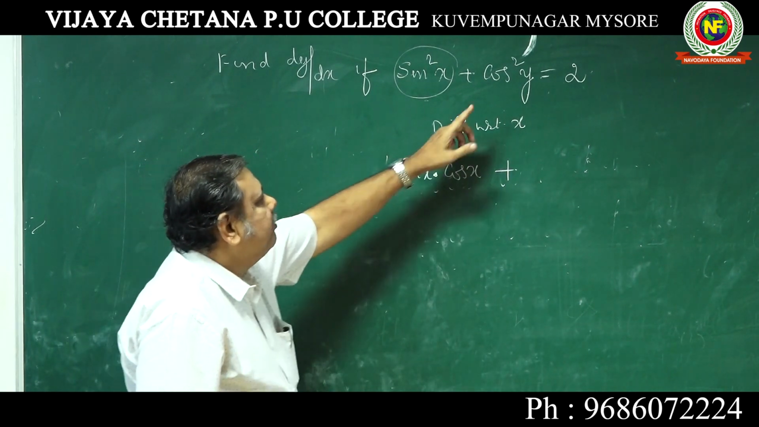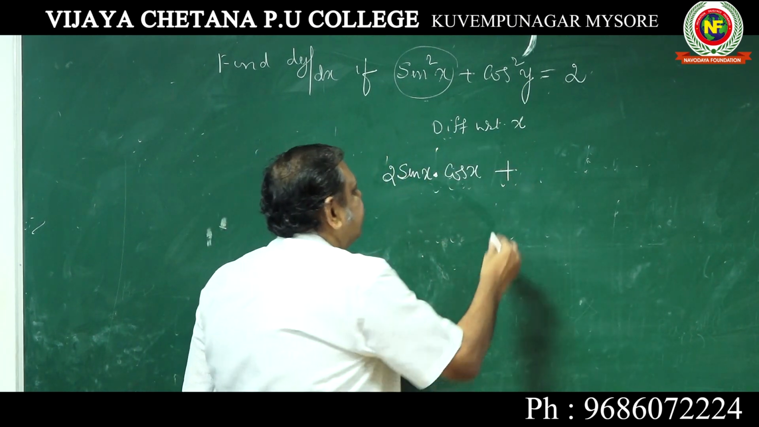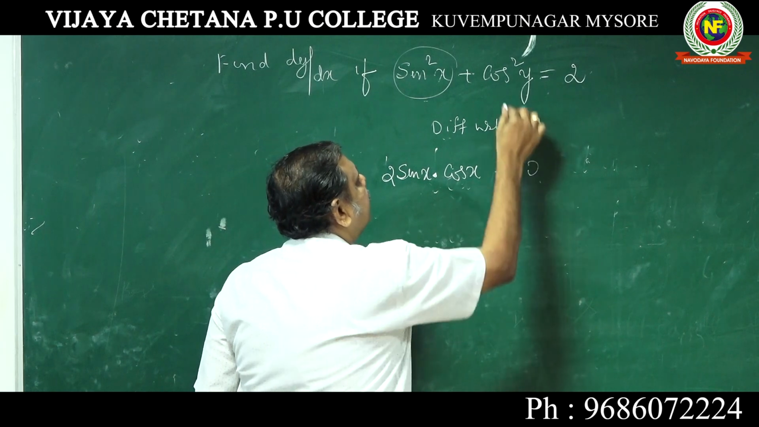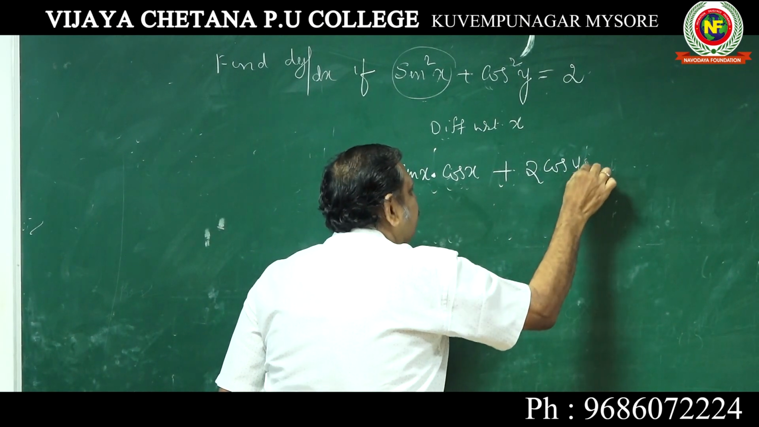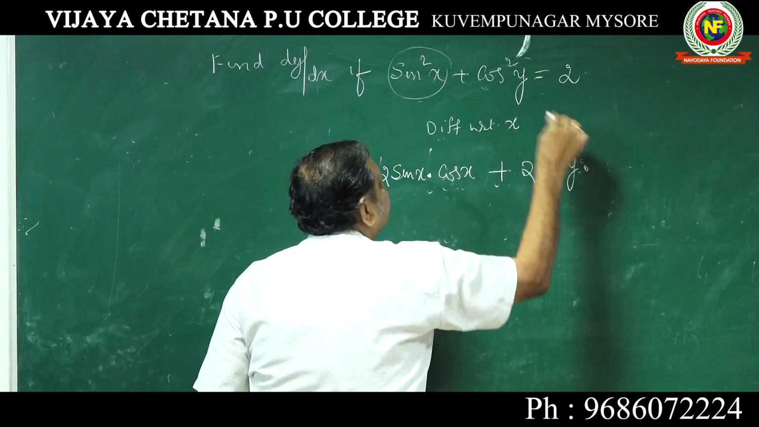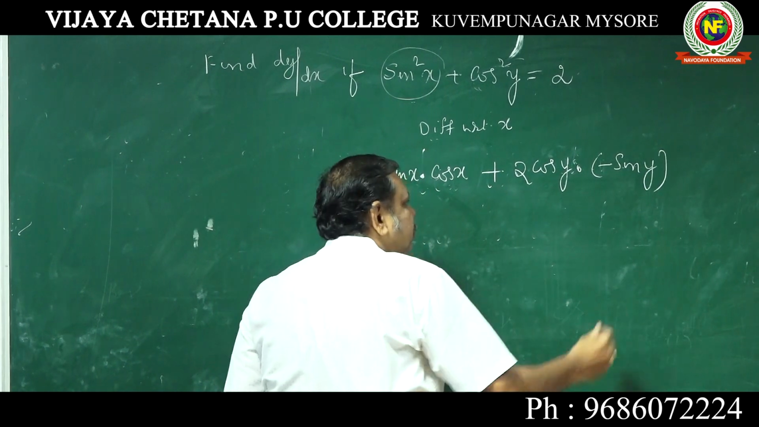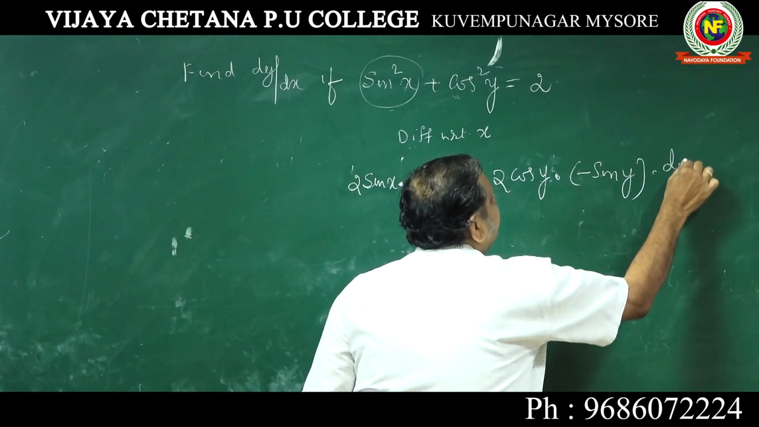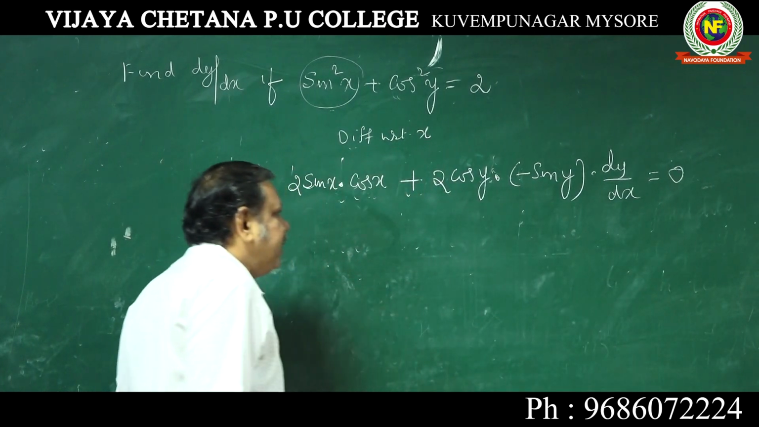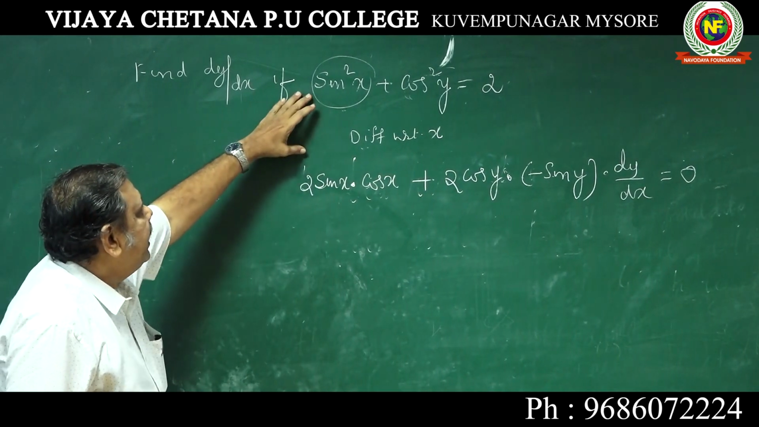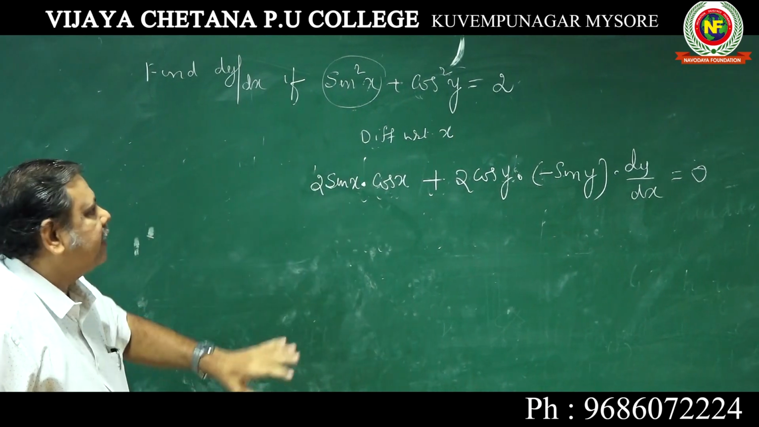Whenever you differentiate a y variable, you have to put dy by dx. Next, here cos y square, p square, 2 cos y into d by dy of cos y, that is minus sin y, into dy by dx, equal to right side 0. I am going to explain again. This is a chain rule. This is a very important problem. This problem has been given this year.